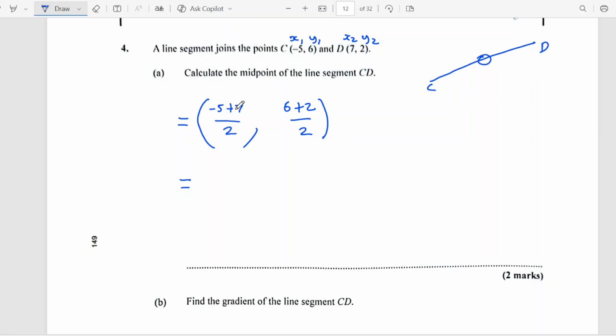Negative 5 plus 7 is 2. 2 over 2 is 1. 6 plus 2 is 8. 8 over 2 is 4. Right? So the coordinates are 1 and 4. Want to get that? Yeah.